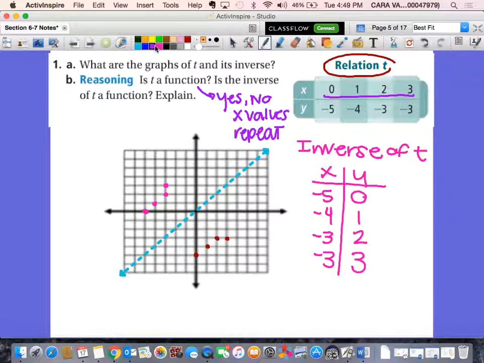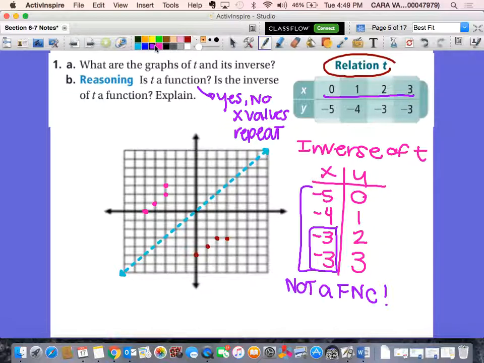And now let's look at the inverse. Is this a function? No, this is not a function. Why is this not a function? Because we have that -3 repeated there. We can't have x values repeated.